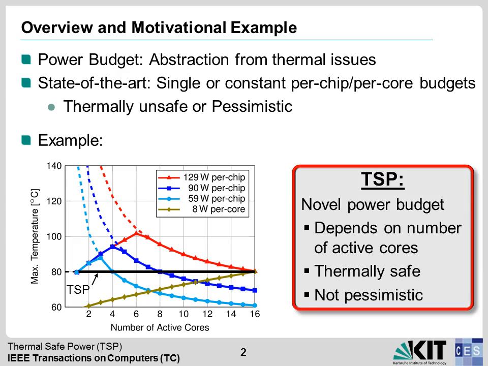The thermal safe power, or TSP, is a novel power budgeting concept in which the power budget depends on the number of active cores, such that we are both thermally safe and not pessimistic, which means that the maximum temperature in the chip is precisely the value of the critical temperature, no matter the number of active cores.